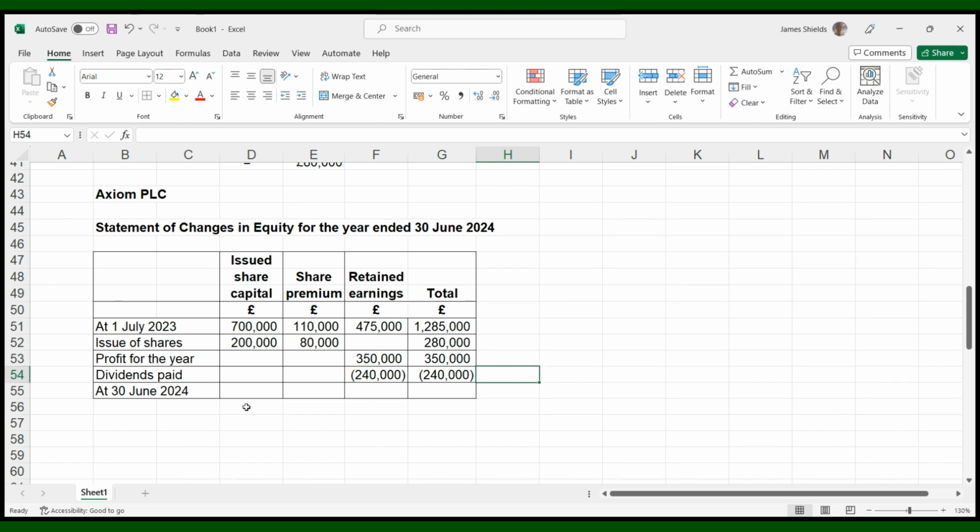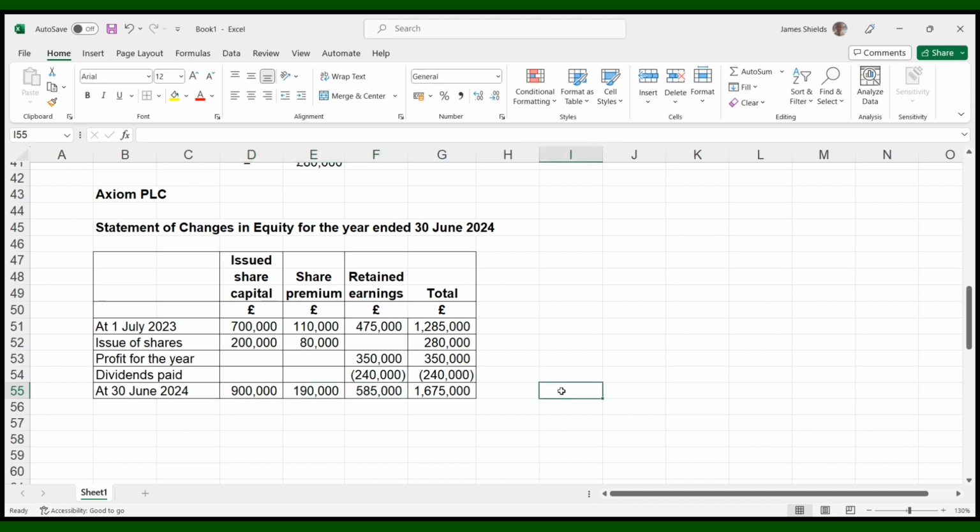So to finish it off now, we need a total balance at the 30th of June 2024. So we total each column. So issued share capital is going to be £900,000. Share premium is going to be £190,000. Retained earnings is going to be £585,000. And the total column is going to be £1,675,000. Now, before we finish the question, we want to check that figure because that's the total going down. So we want to check the three figures going across to see if they total the same amount. And they do. They total £1,675,000. So we know we've got all the figures in the correct places.